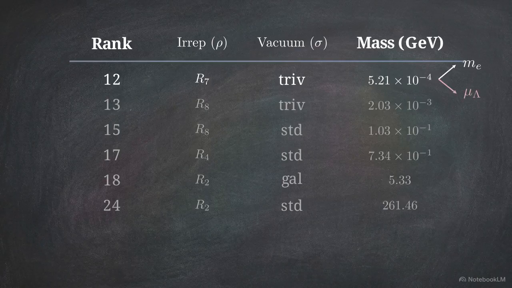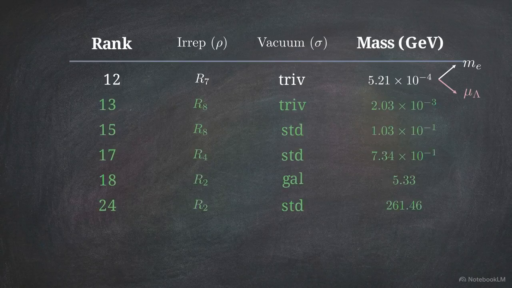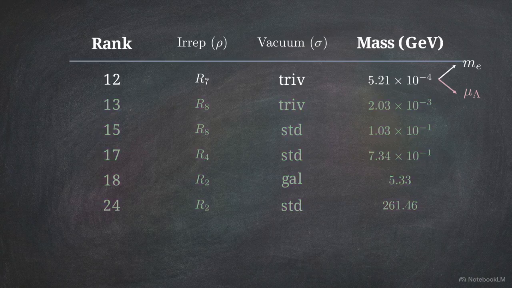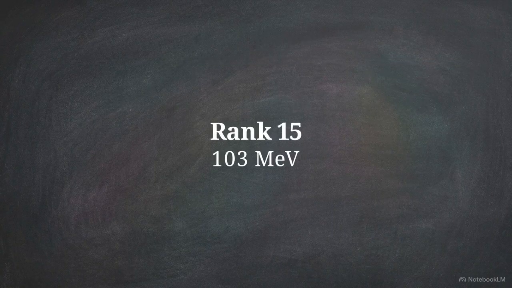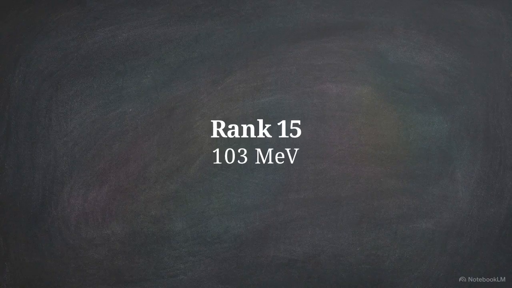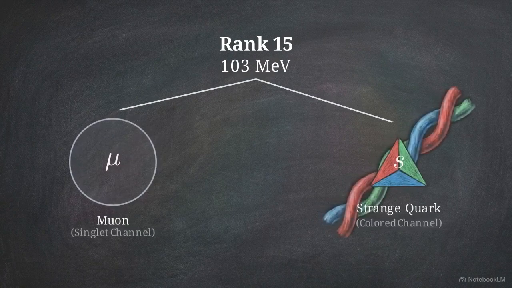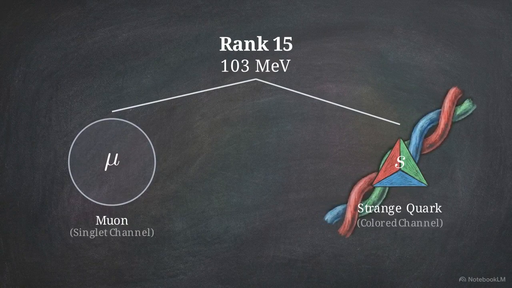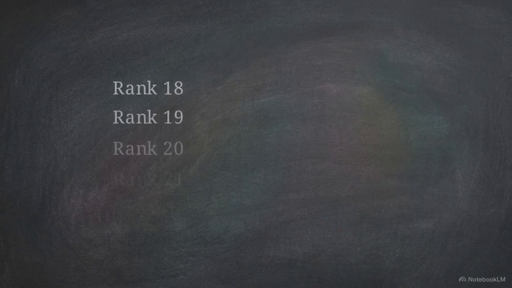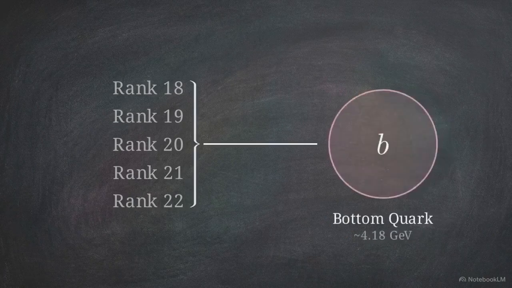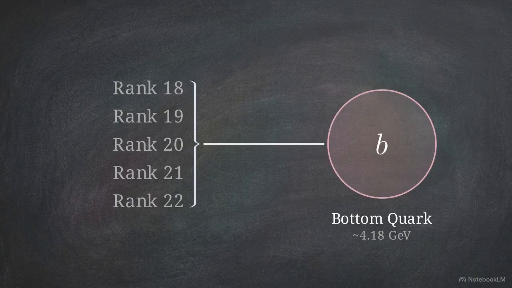With the scale anchored, 6 of the remaining 8 charged fermions land within a factor of 3 of the topological entries. Rank 15 sits at 103 mega-electron volts, directly between the muon and the strange quark. The phase decomposition separates this shell into a singlet component for the muon and a colored component for the strange quark. A cluster of entries between ranks 18 and 22 aligns with the known mass of the bottom quark.